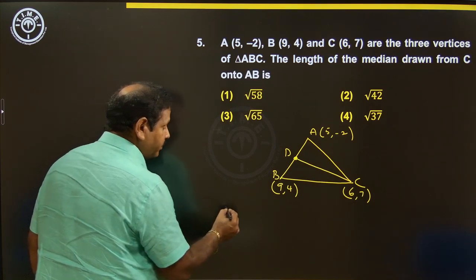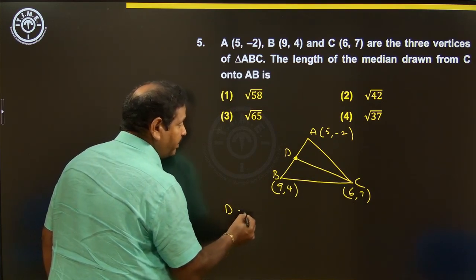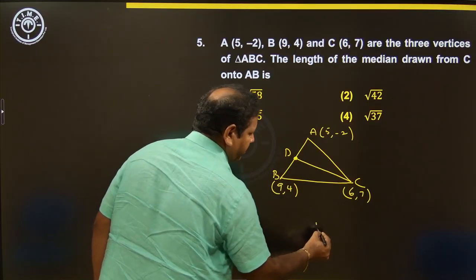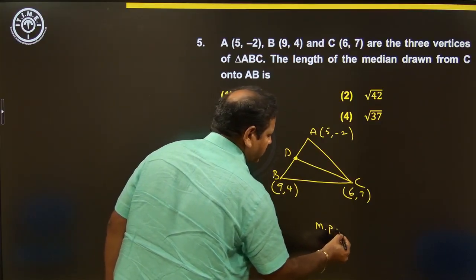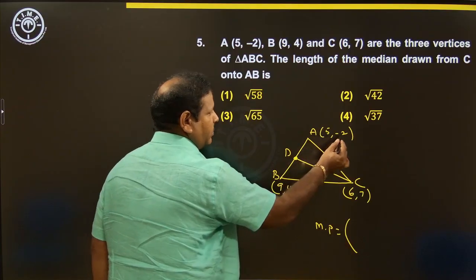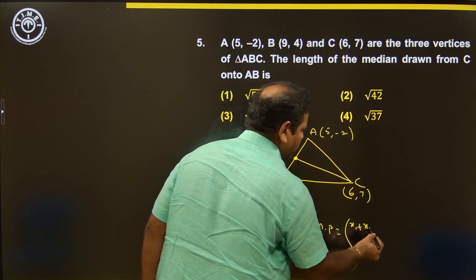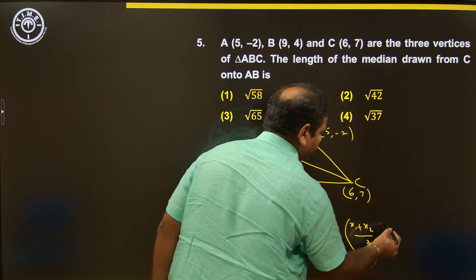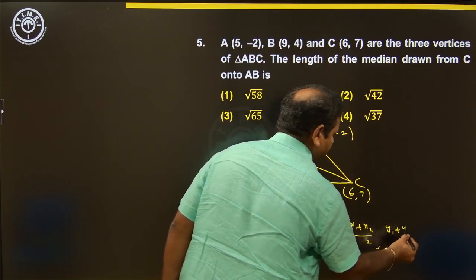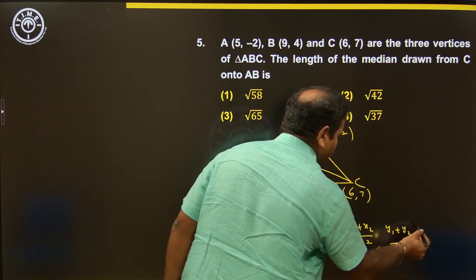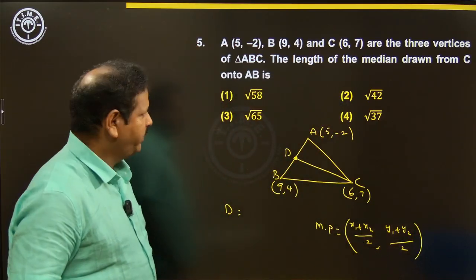What is D? D is nothing but the midpoint of AB. Then what is the midpoint formula? x1, y1, x2, y2 is given. Midpoint is nothing but x1 plus x2 by 2, comma y1 plus y2 by 2.